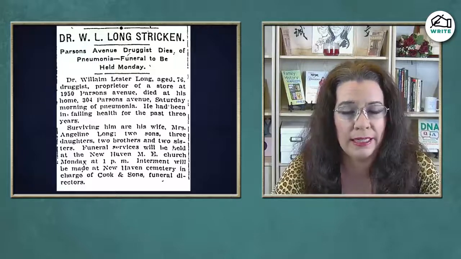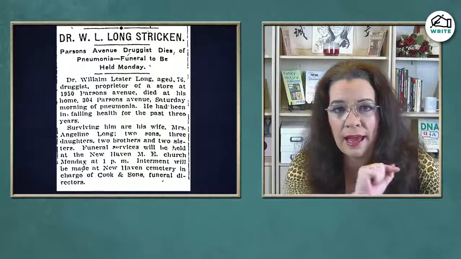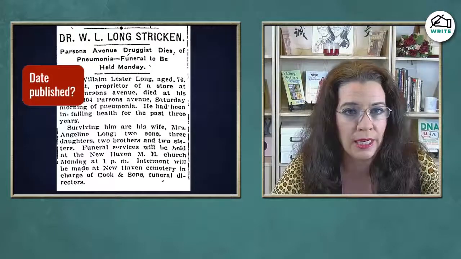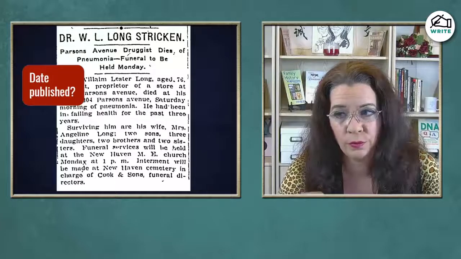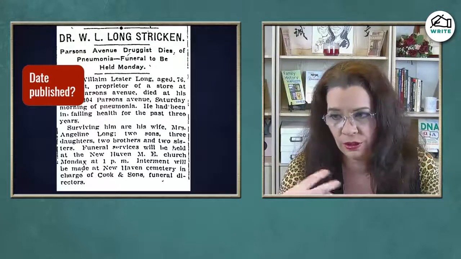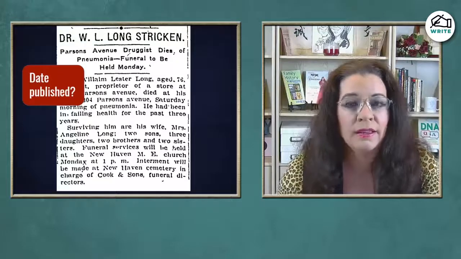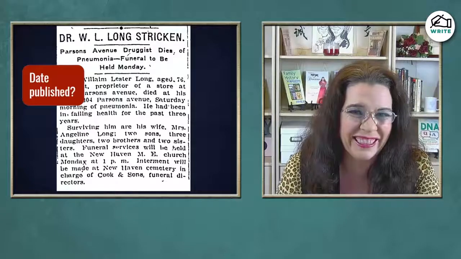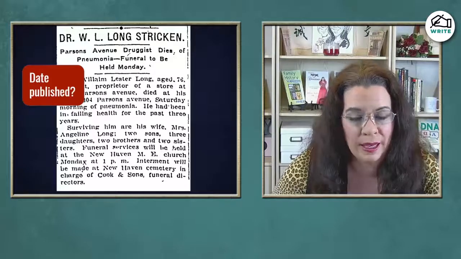How do we go ahead and cite this article? Because it's taken out of another source, we're not entirely sure of the date it was published. However, we have a death certificate for Dr. Long and know about when he died. So if they're talking about the funeral to be held Monday, then we could make a guesstimate, an estimate of when this might have appeared in the newspaper.